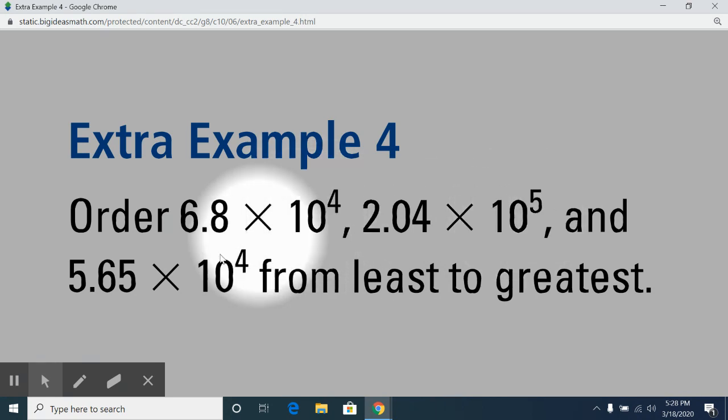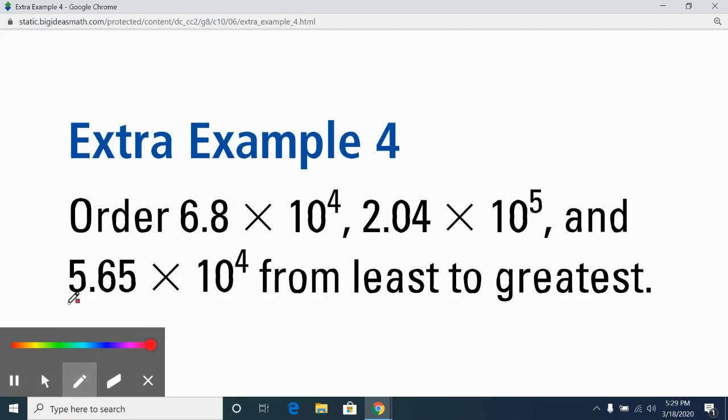Now, I'm looking for the lowest first, right? I'm going to look at these two numbers that have 4s as exponents, and I'm going to look at their factors. What's the lowest number here? 5.65 is our lowest number. It's lower than 6.8, so this has got to be our lowest number. So I'm going to put a 1 down here. That's our lowest number. Since this number has an exponent of 4 as well, and remember this has an exponent of 5, I know this is my second lowest number. Which means this is my greatest number.